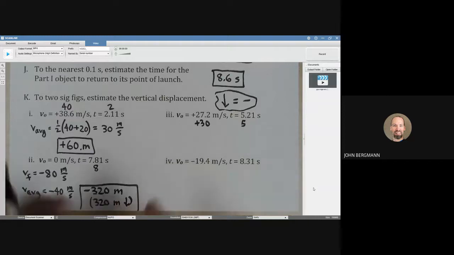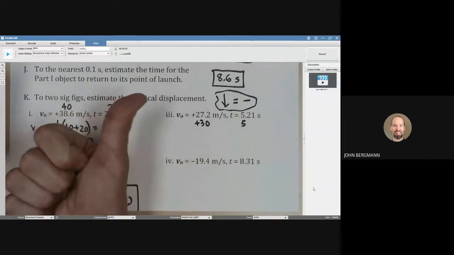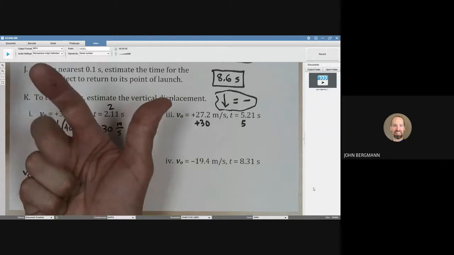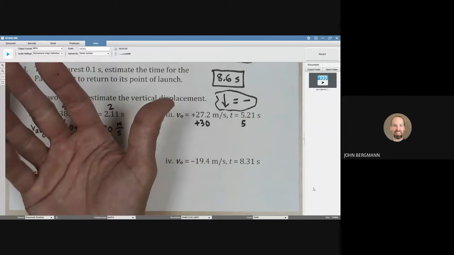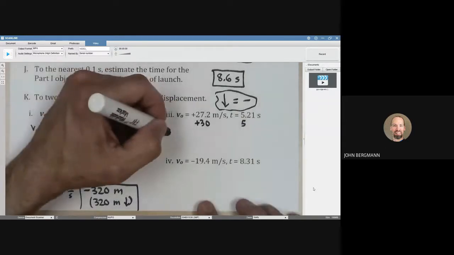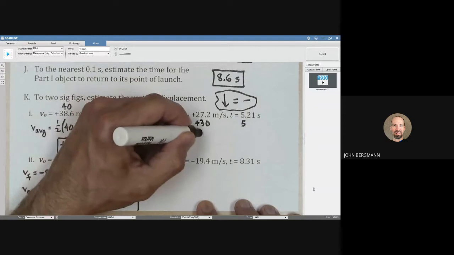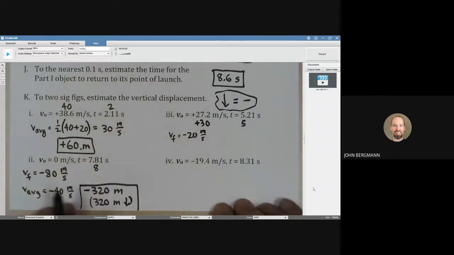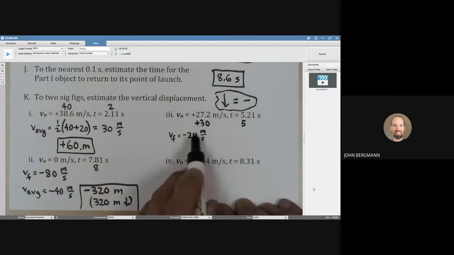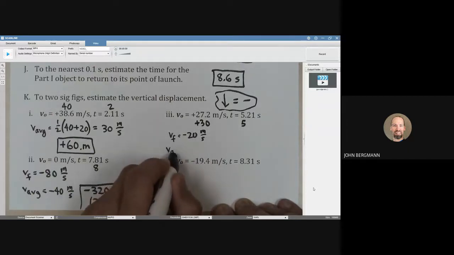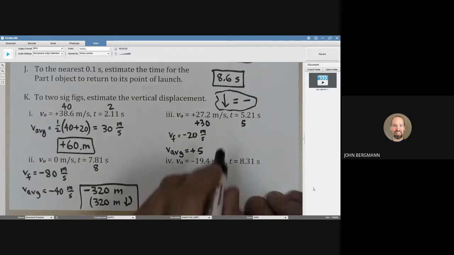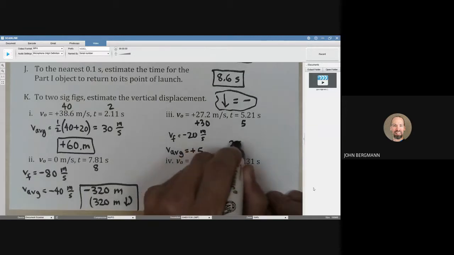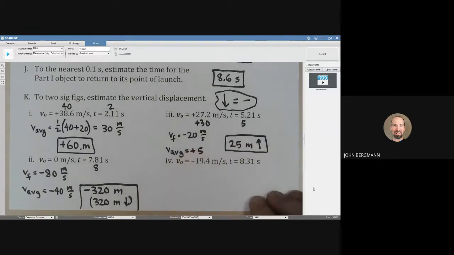Ready? Can you see my hands here? Yeah. Positive 20, positive 10. It's at the top at about 3 seconds. Then it's coming down at negative 10, coming down at negative 20. So V final is about negative 20 meters per second. So what's the average? Started at positive 30 and it ended at negative 20. So add those up, you get 10, you divide by 2. So V average is about positive 5 multiplied by 5 seconds. So the displacement is about 25 meters up, or positive 25 meters.